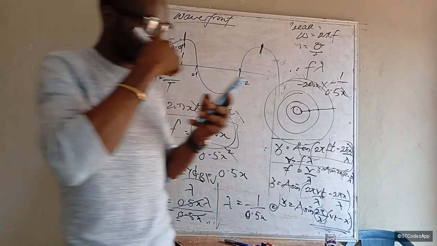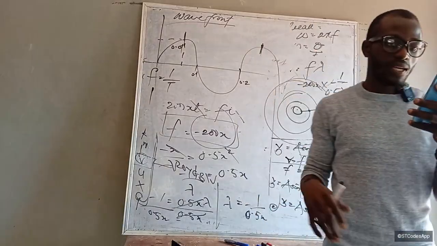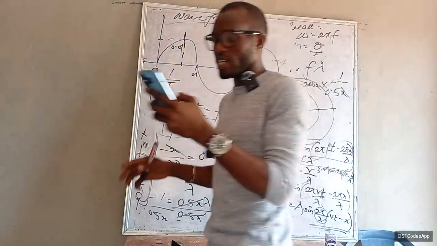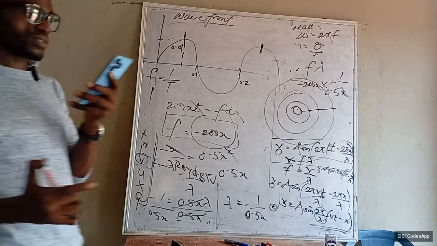All right, the next one. Longitudinal waves do not exhibit what? Longitudinal wave, they do not exhibit what? A, refraction. B, reflection. C, diffraction. D, polarization. E, rarefaction.